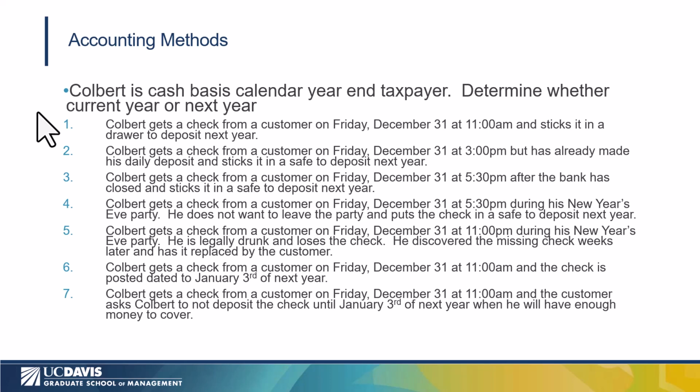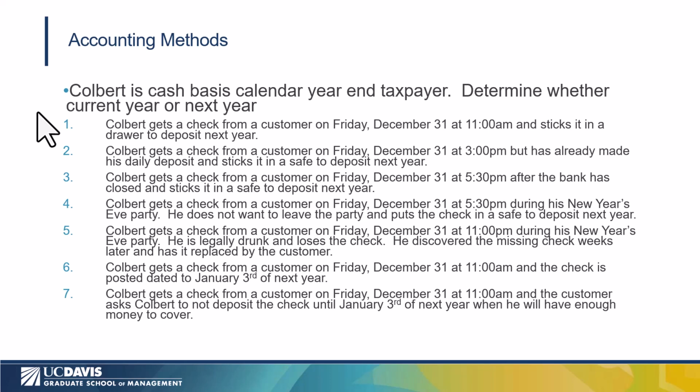So, Colbert gets a check from a customer on Friday, December 31st at 11 a.m., sticks it in a drawer and says, oh, I'll deposit it next year. Is that constructive receipt in the current year? Absolutely, right? So, for sure, the funds have been made available to Colbert. He could certainly go negotiate that check he received, or go deposit it in his bank, whichever one.